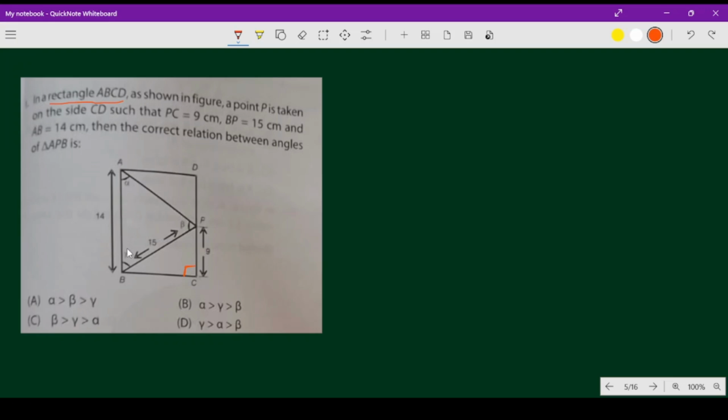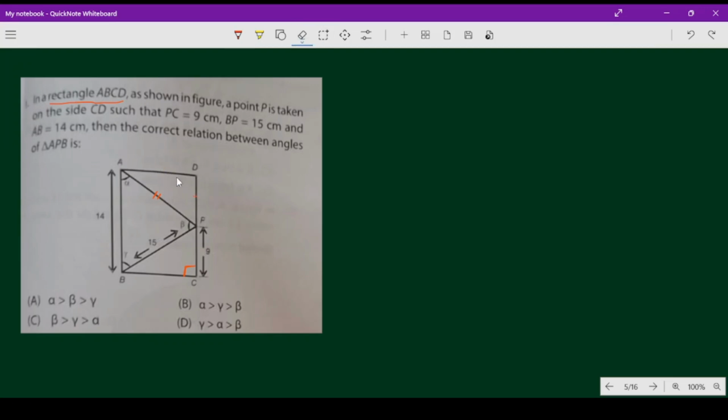In order to find the relation between alpha, beta, and gamma, the angles are not given, but the sides are given. If we know the side length AP, then based on the properties of a triangle, the angle opposite to a bigger side is bigger, and the angle opposite to a smaller side is smaller. So for that we need to find AP, and we cannot find this directly. We need to know the length of this side and this side.